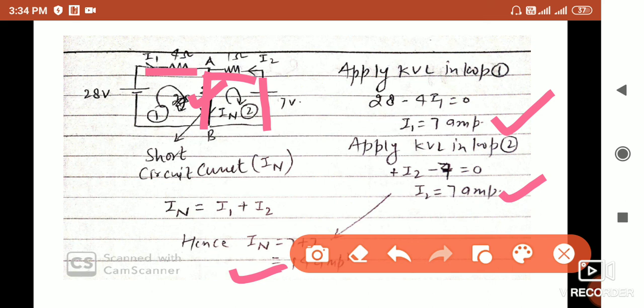This is all about the Thevenin and Norton theorem. We will discuss it in the next lecture with some other example.